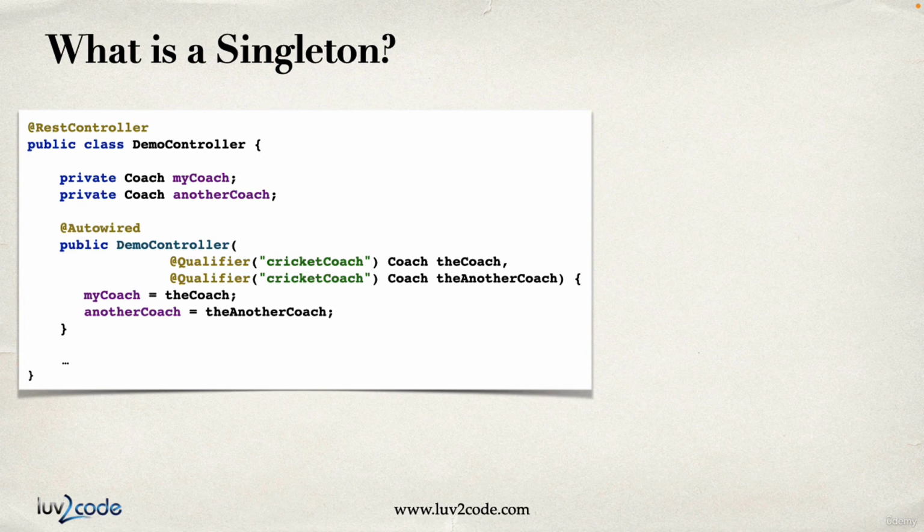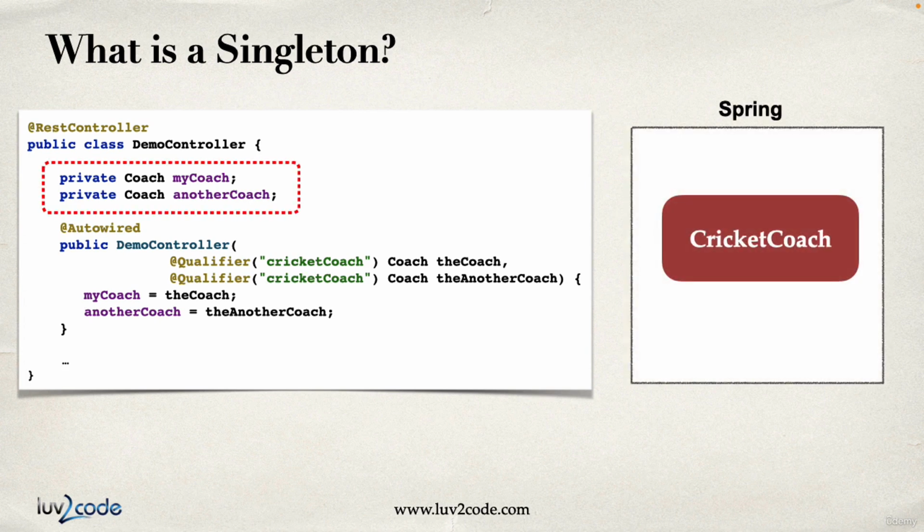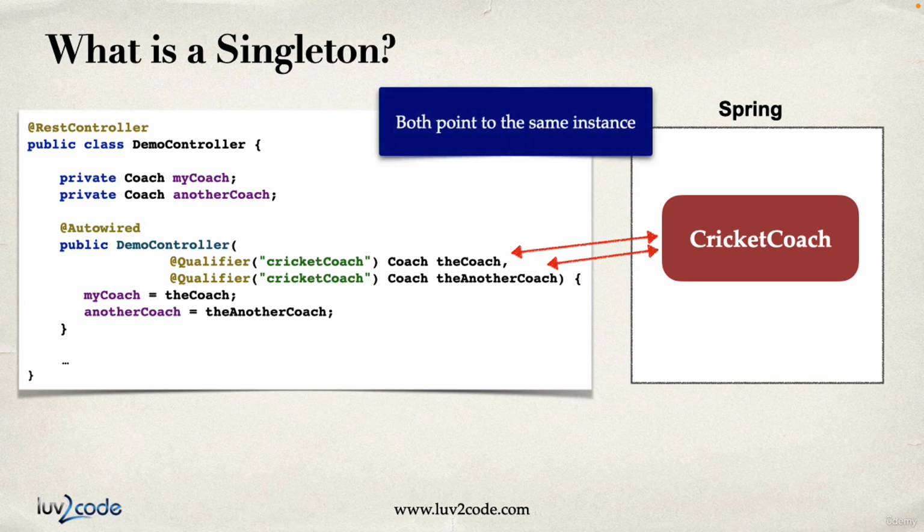Here's an example of this. So I have this demo controller. I have two references here, myCoach and anotherCoach. I'll inject it using @Qualifier("cricketCoach") for the coach, and @Qualifier("cricketCoach") for the anotherCoach, and they both point to the same instance because by default, Spring beans are singleton beans. There's only one instance that's created.